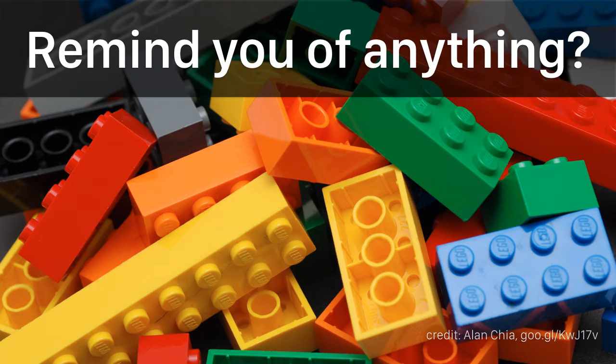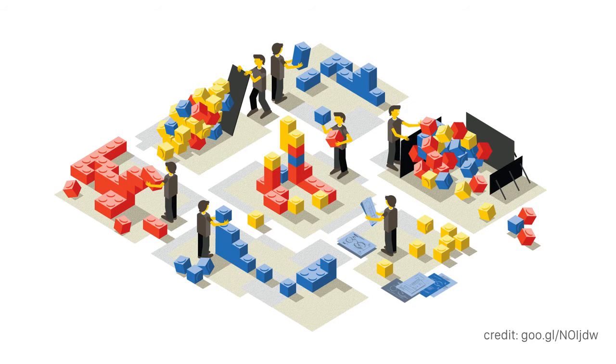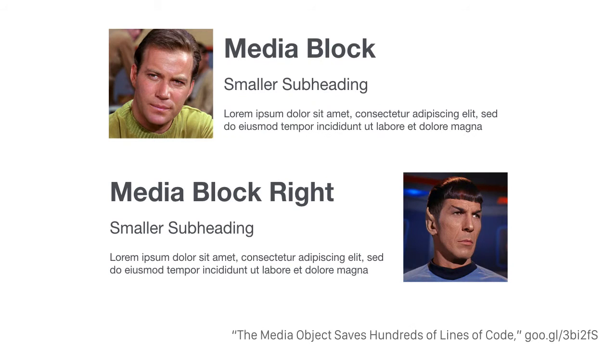Does this remind you of anything? It should. The Lego analogy is used by almost everyone who writes about modular CSS for a good reason. The idea of building a UI out of standardized, easy-to-understand blocks that behave predictably regardless of context is a great concept. One of the earliest and most famous examples of this is the media object.